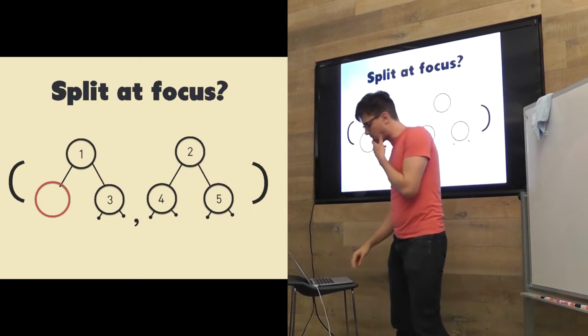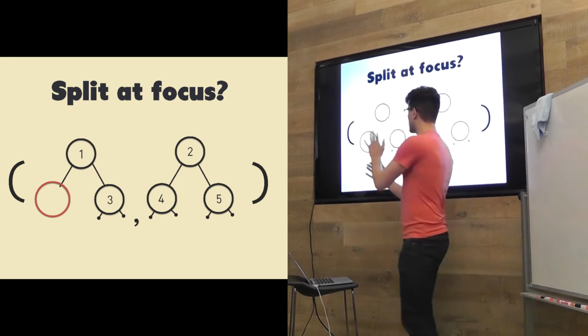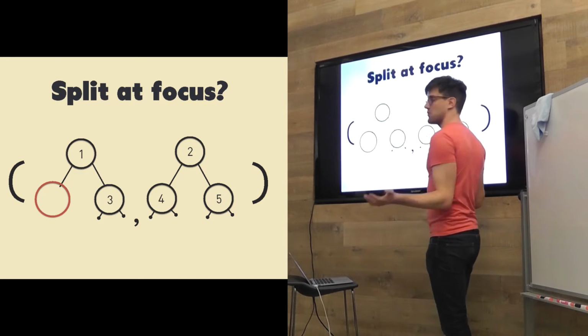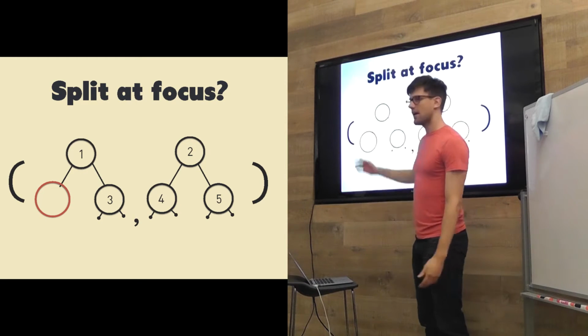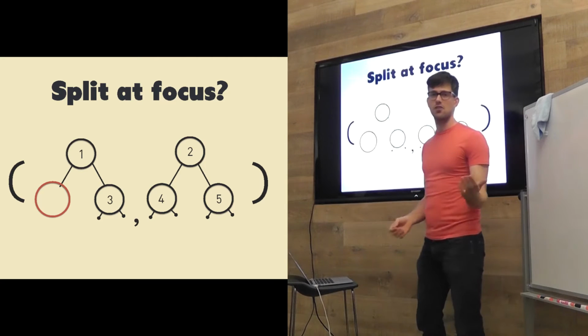Well, as a first attempt, maybe we'll split it at the focus. We'll store the top tree, and then we'll store everything below it. And maybe we'll add another type called hole or something like that, and mark it there. It's not a bad idea. We're actually pretty close, right?